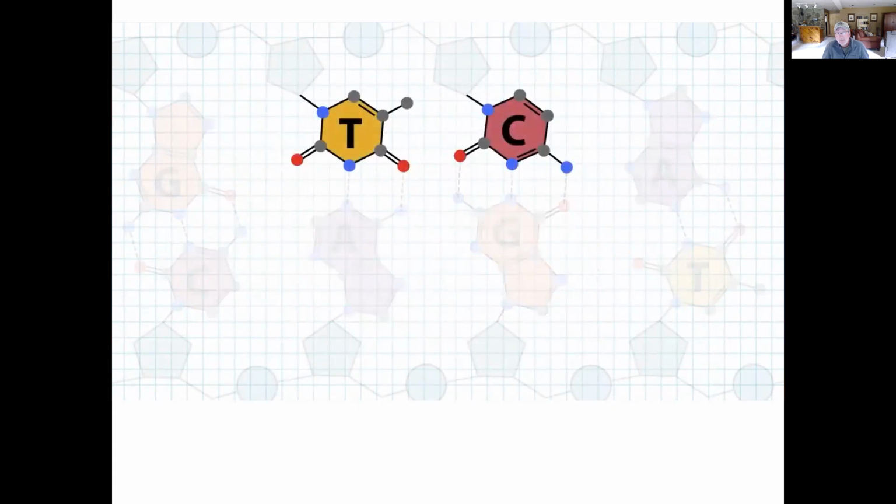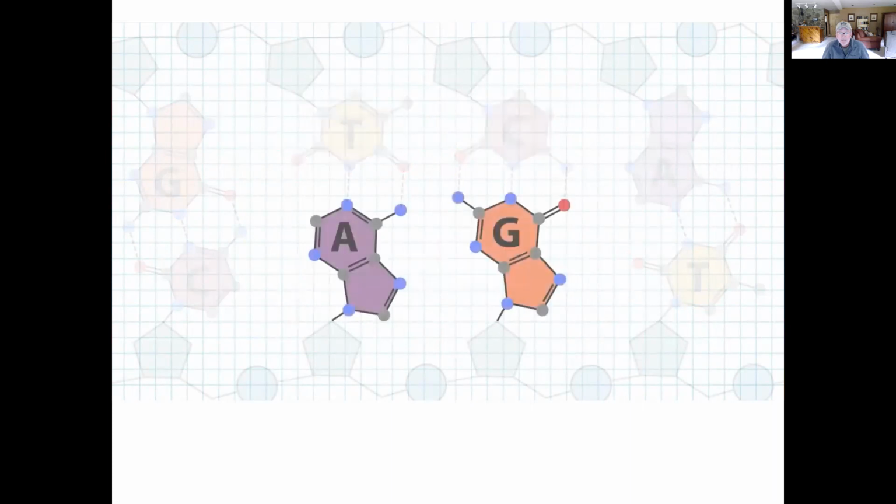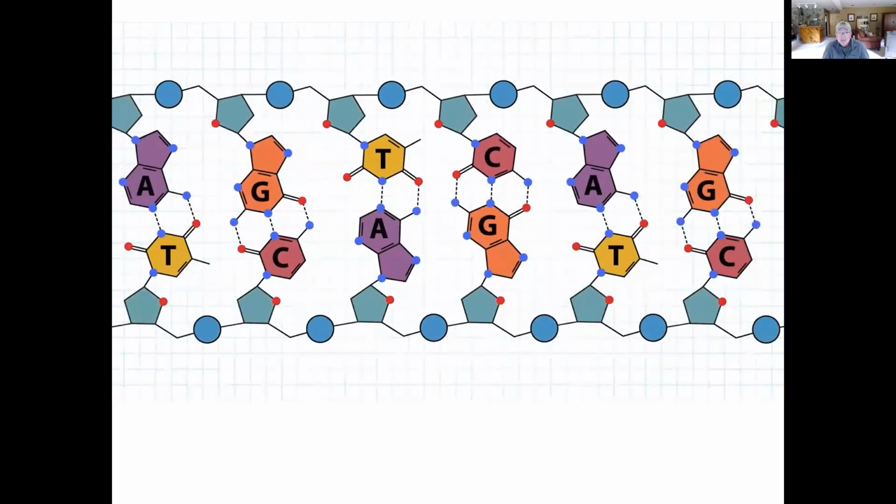Thymine and cytosine are called pyrimidines, characterized by their single ring structure, and adenine and guanine are called purines, which have double rings. The geometry of the AT, or TA, and GC, or CG, base pairs is the same, allowing for symmetry and base stacking in the helix.